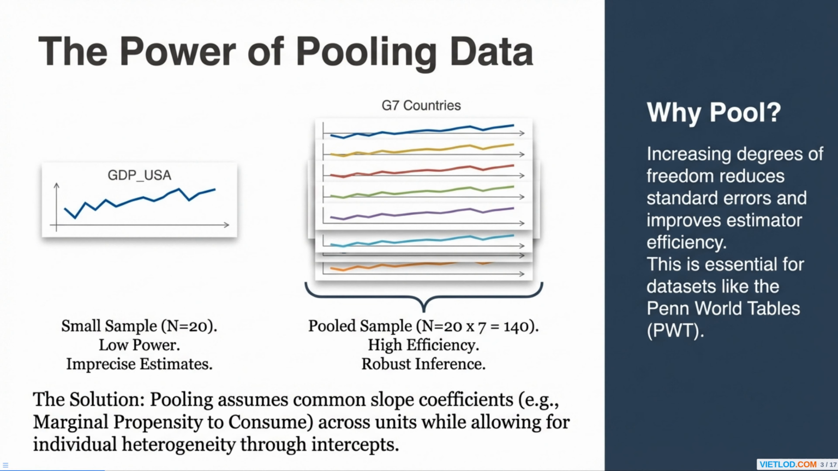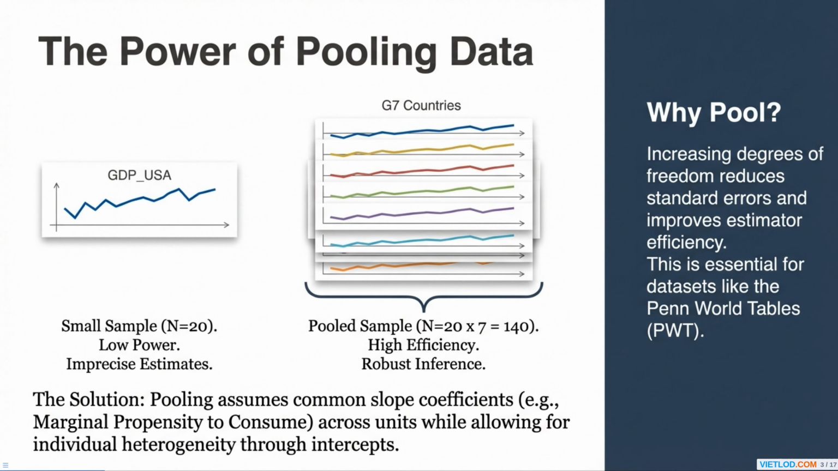The primary benefit of pooling data is to significantly increase the degrees of freedom. As shown here, a small sample of 20 observations, like for a single country's GDP, results in low power and imprecise estimates. By pooling data across multiple units, such as 7 G7 countries, we can transform that into a much larger pooled sample of 140 observations. This dramatically improves estimator efficiency, reduces standard errors, and leads to more robust statistical inference. This approach is particularly essential for rich datasets like the Penn World Tables.